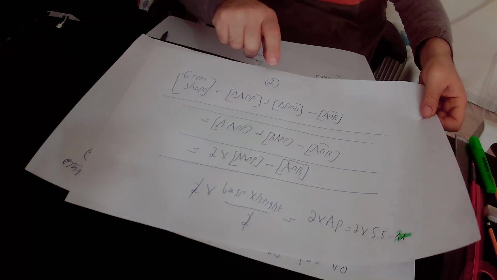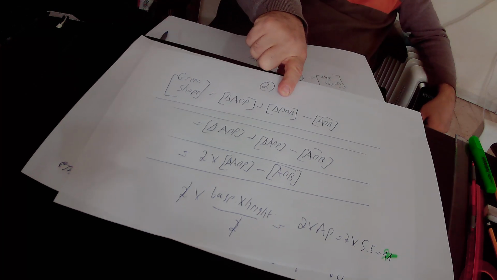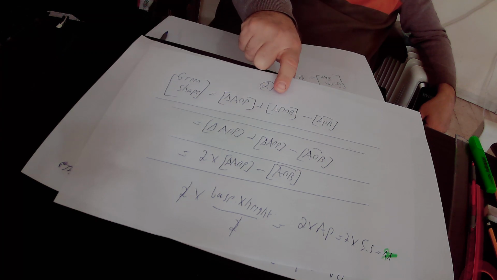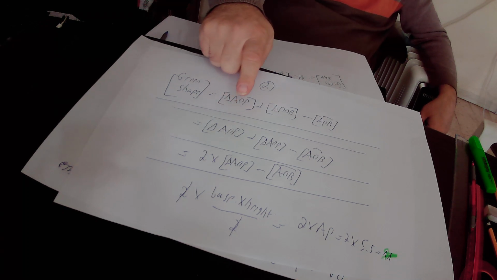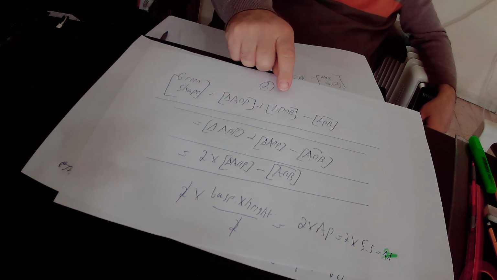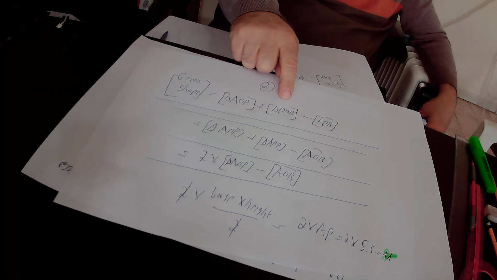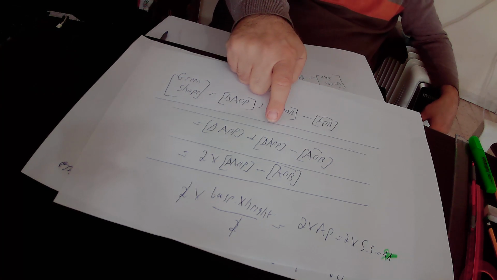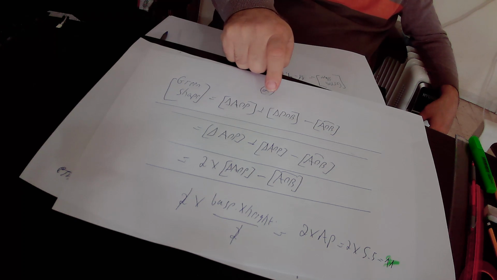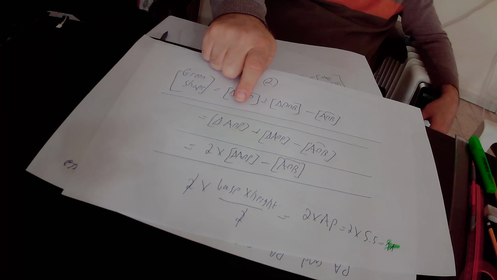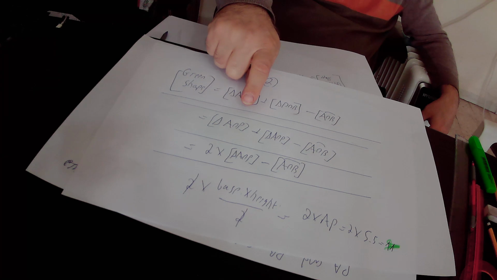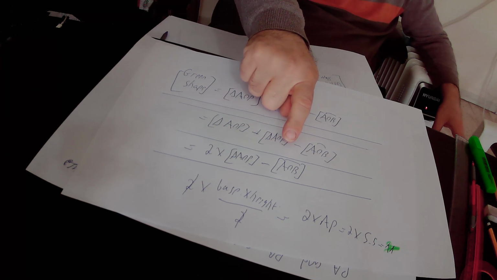Therefore, in this equation, we can substitute the area of the right triangle POB by the area of the right triangle AOP because they have the same areas. And we get that the green area equals the area of triangle AOP plus the area of triangle AOP again, minus the area of sector AOB. So that is 2 times the area of triangle AOP minus the area of sector AOB.